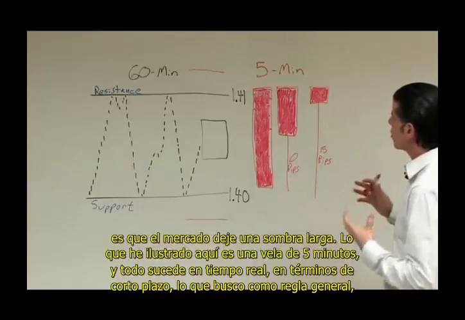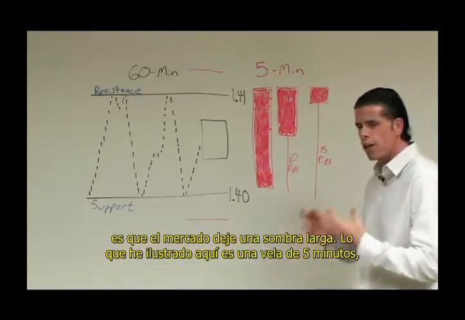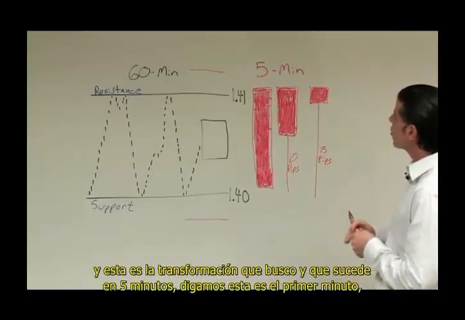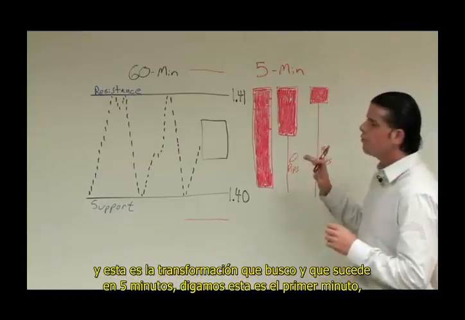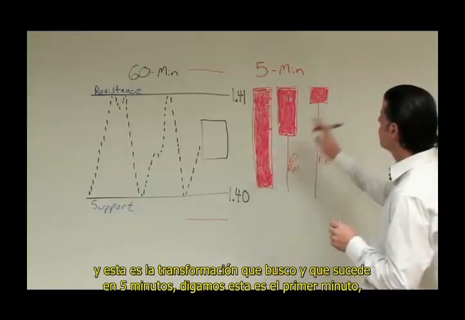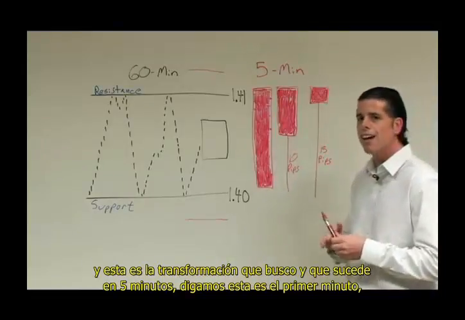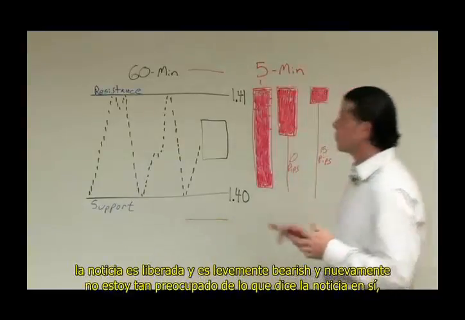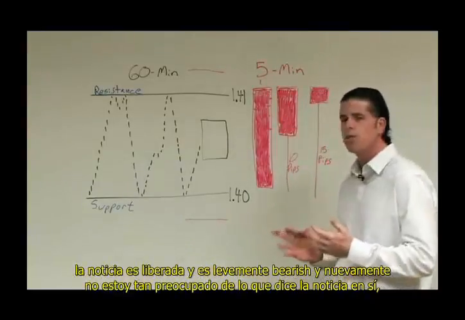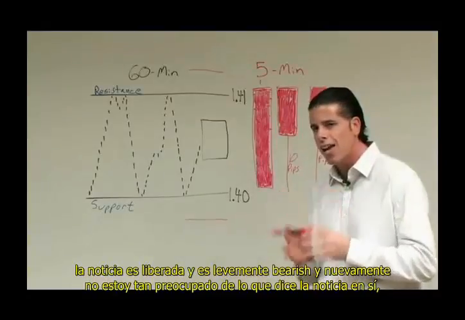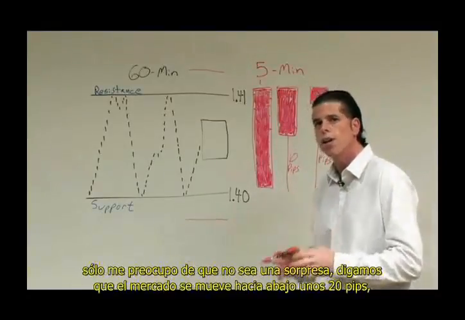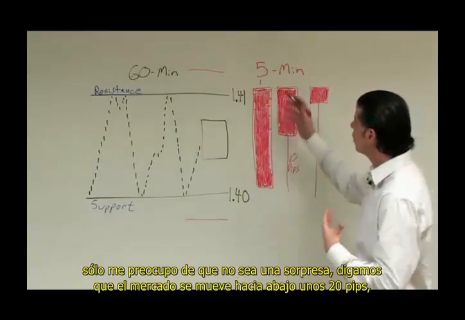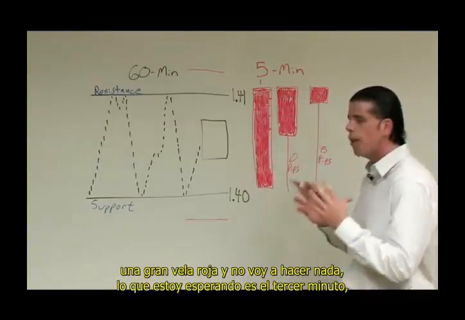Now, in terms of the shorter-term strategy, what I'm looking for, as a general rule, is for the market to leave behind a long wick. What I've illustrated here is one 5-minute candle, and this is the transformation within those 5 minutes that I am looking for. So let's say during the first minute, the news is released and it's slightly bearish news. Again, I'm not overly concerned about exactly what that news is. I just want to make sure that it's not a surprise. So let's say the market moves down 20 pips. You have one large, ugly red candle, and I'm not going to do anything.